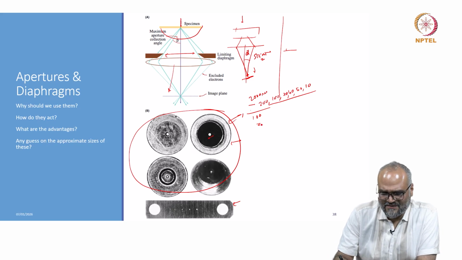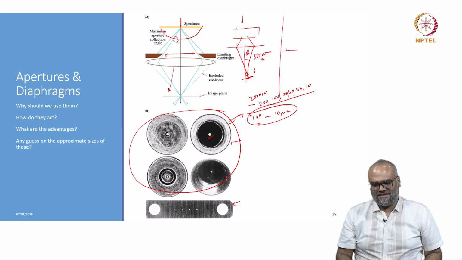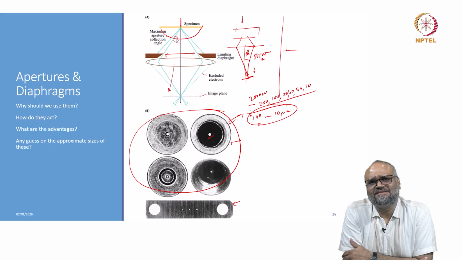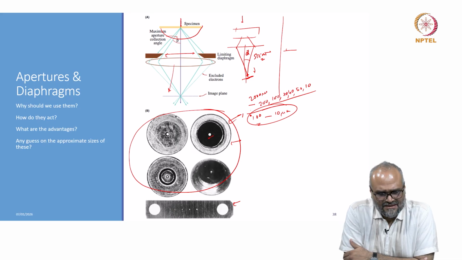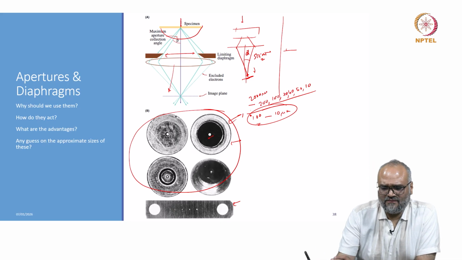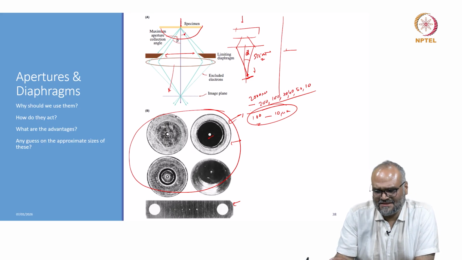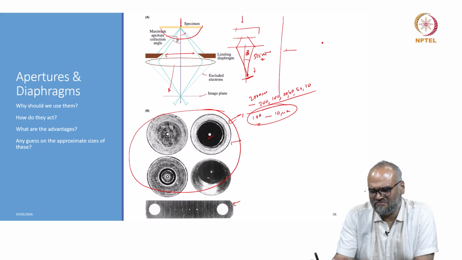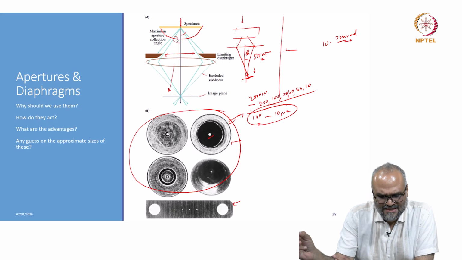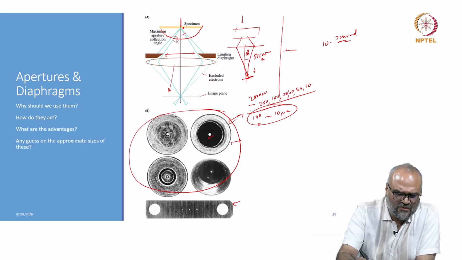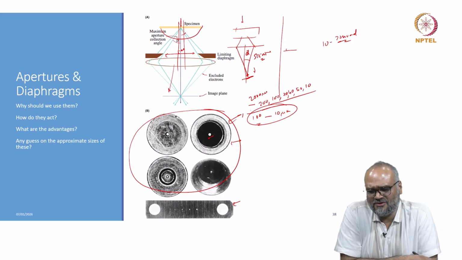objective apertures range anywhere between 100 to 10 micrometers. Why are these sizes so small? If I think of the maximum possible angles of scatter I have in an electron microscope, they are usually within the range of 10 to 20 milliradians. So all the forward scattered information, almost 95% of it, is restricted to a very narrow domain, and that is why the apertures are so small.